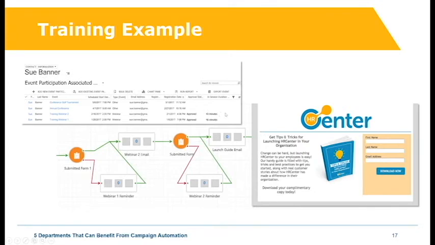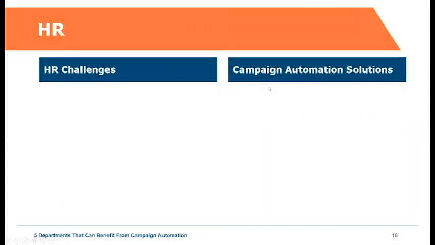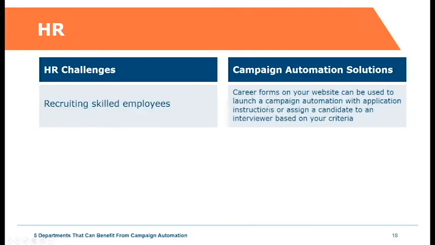ClickDimensions integrates with Eventbrite, Cvent, GoToWebinar, and WebEx. Registration and attendee information is automatically brought into the Dynamics 365 or CRM, so you can also easily track which customers are registering for and attending the events. The campaign automation also includes a helpful guide that customers can download, and the landing page and form for that guide can easily be created in ClickDimensions, as you see on the right side here.